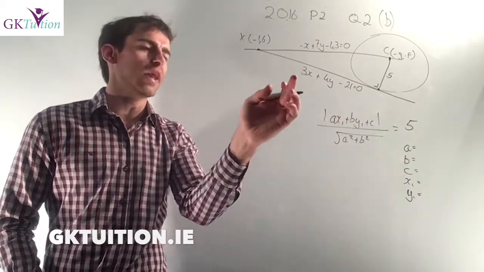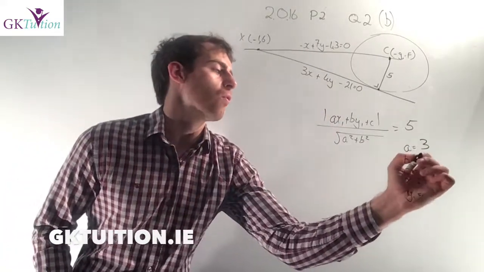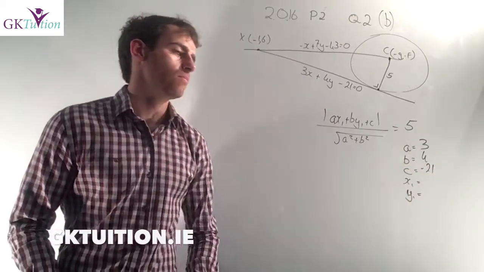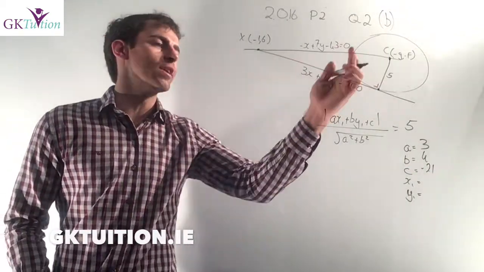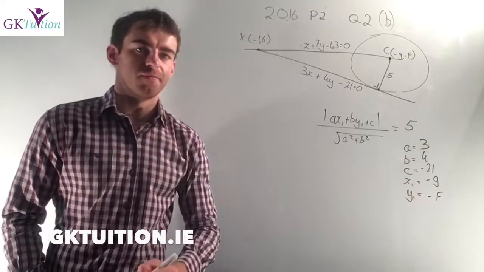The coefficient of x in my line is 3. B is the coefficient of y, which is 4. And c is the constant at the end, which is minus 21. x1, y1 is the coordinate itself, so my x1 is minus g and my y1 is minus f.